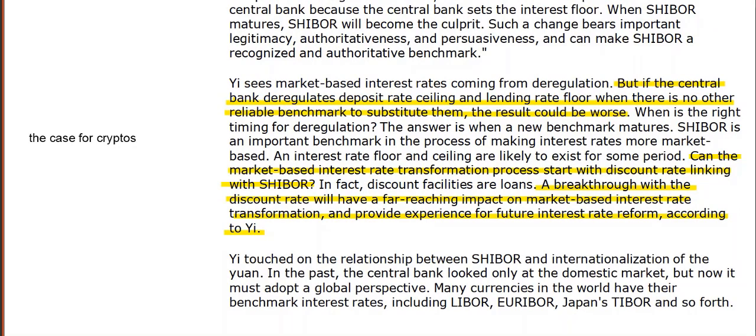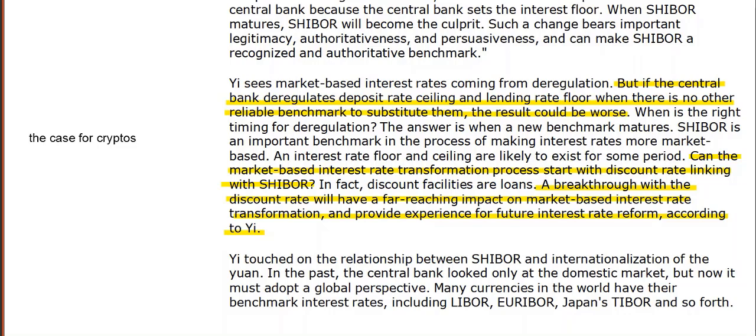If the central bank deregulates deposits rate ceiling and lending rate floor when there is no other reliable benchmark to substitute them, the result could be worse. In other words, if you don't have anything set in it, it'll be worse. It'll be all over the place and you have chaos. When is the right timing for deregulation? Probably in a better, calmer market, which it is not.